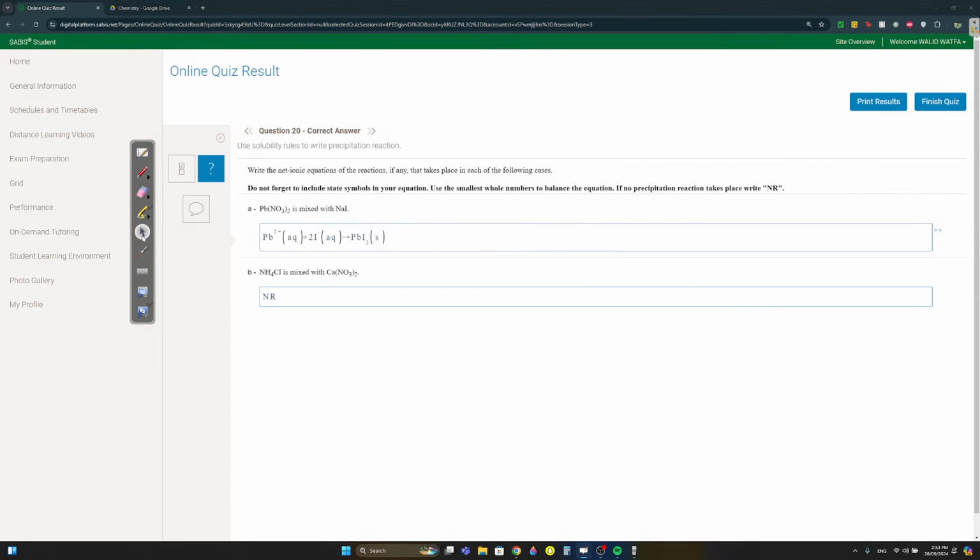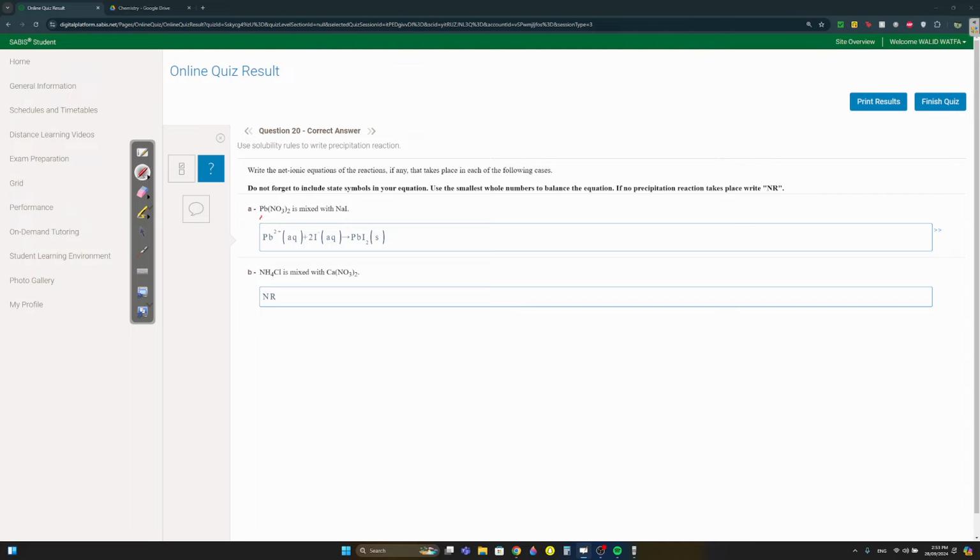Okay, these ones are a bit annoying. 2021, 22, 23, I think. They're asking you to write the net ionic. If there's nothing, put no reaction. Okay. Net ionic means a precipitate is formed, and we said if a precipitate is formed, that means it doesn't dissolve in water. Here, let's see. Pb with, the first one with the last one, the second one with the first one. Okay, you get what I'm trying to say?